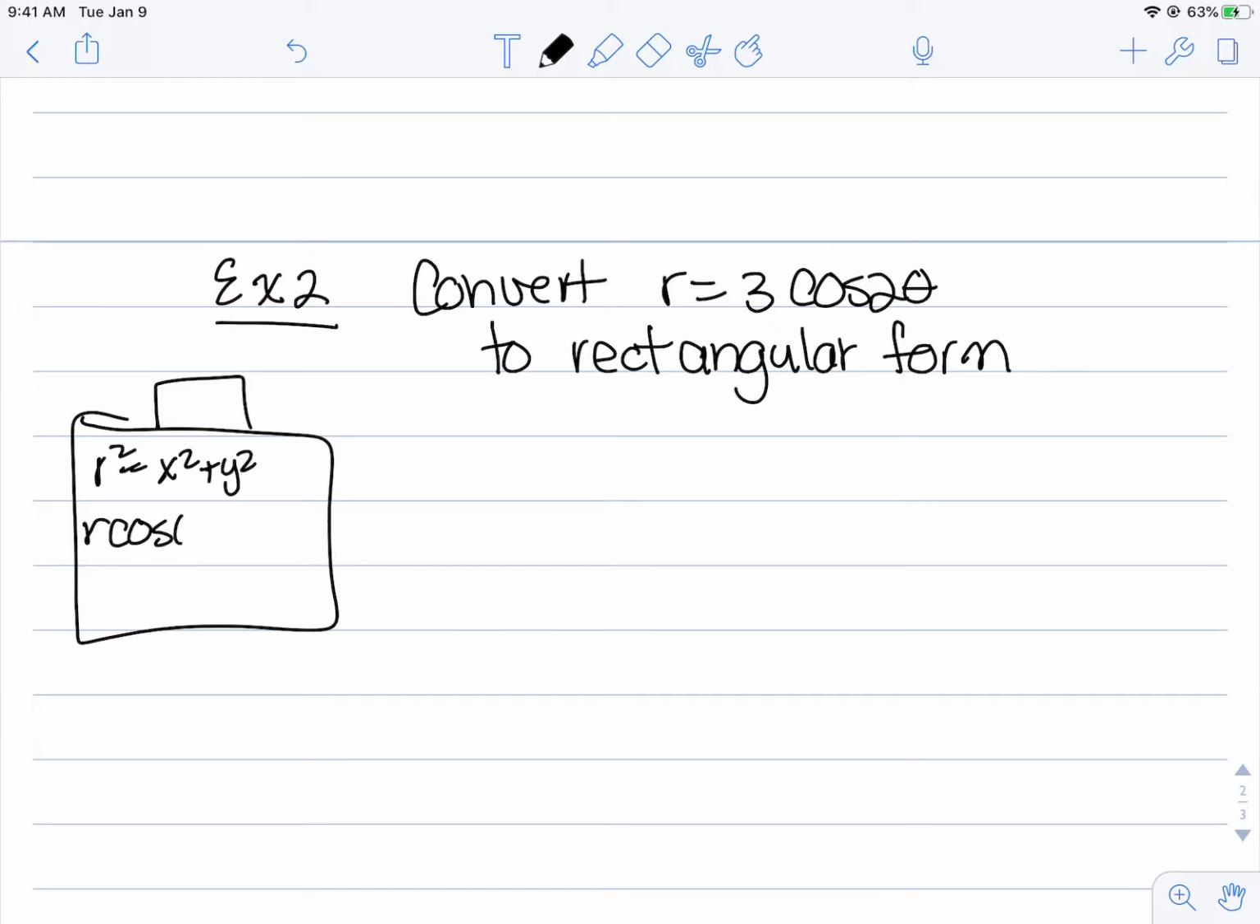r cosine theta, that's equal to x. r sine theta, that's equal to y. And then we know tangent theta is y over x. Okay, so we have r cosine theta in our toolbox. But for the example, we have 3 cosine of 2 theta. So in the toolbox, it says theta, but in the problem, we have 2 theta. So how can we get this cosine of 2 theta to look like just a cosine of theta or a sine theta?